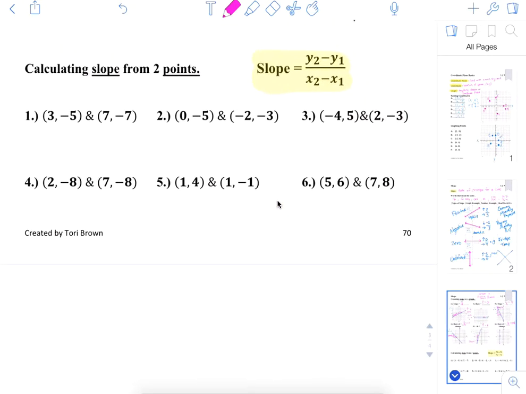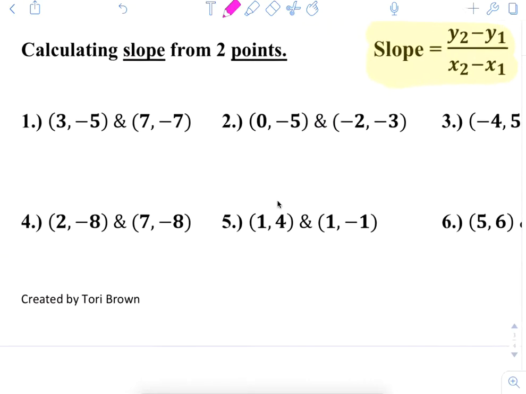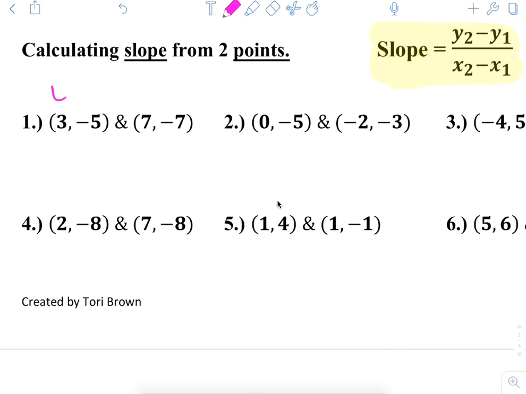All right, last section of notes has everything to do with calculating, so you're definitely going to need a calculator. We're finding slope from 2 points using this formula. So it's going to be really important that you understand the labels. We have x's and y's. We have the first pair, x1, y1, and the second pair, x2, y2.